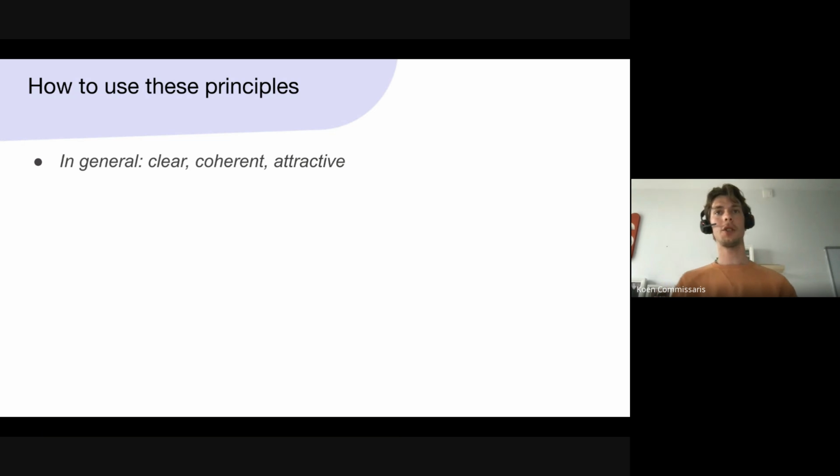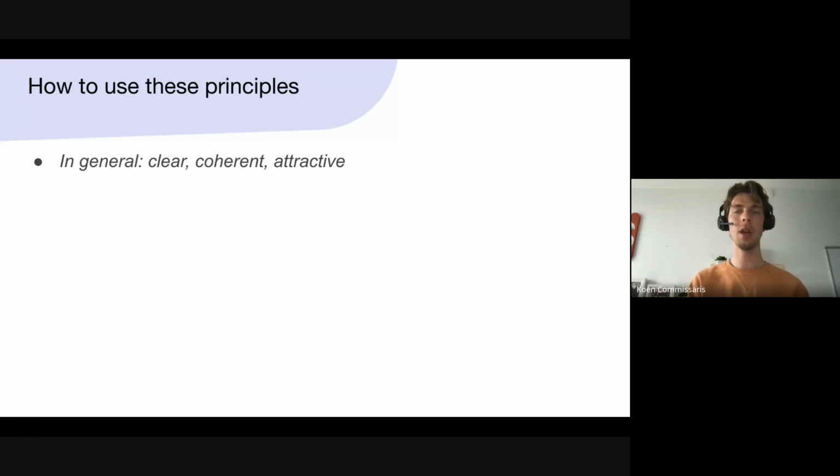So now I want to discuss more on how to use the principles and the information that goes into how to target audiences and also how the Sympl software optimizes your campaigns. The general idea is that it's very important to craft a clear, coherent, and attractive campaign that should maximize the chance of success.